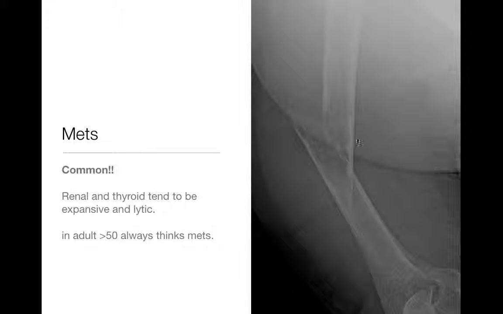So here you can see one. This was a geographic lytic lesion which has a pathological fracture through it, and this was a metastatic tumor, and this was actually a breast metastasis. But renal and thyroid are the two prototypes you should think of for expansile lytic metastasis.